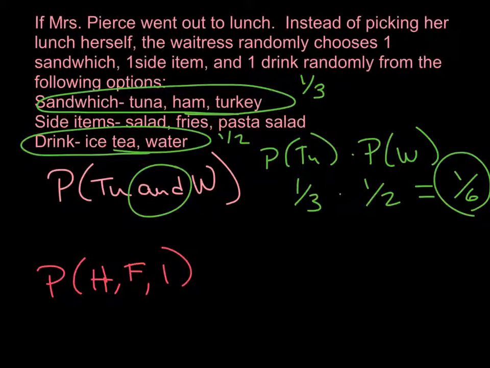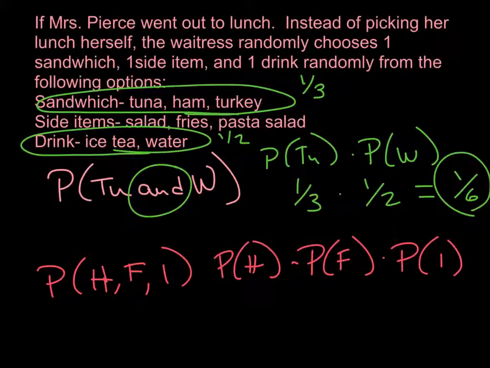And then in the other one, the probability that we got ham, fries, and iced tea. Now notice it doesn't say and in the middle, but that's assumed because we want all 3 things to happen. So I need the probability of ham times the probability of fries times the probability of iced tea. The probability of ham is 1/3 because out of the sandwiches, 1 out of 3 is ham. The probability of fries is 1/3 also because out of the sides there were 3 things. And the probability of iced tea is 1/2 because there are only 2 choices for drinks.